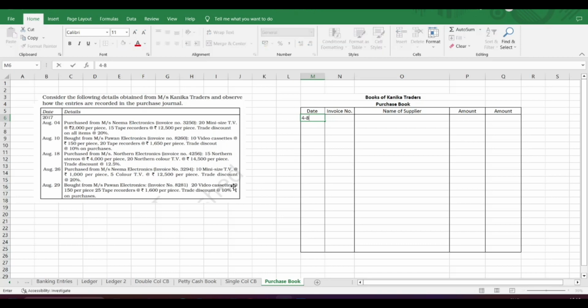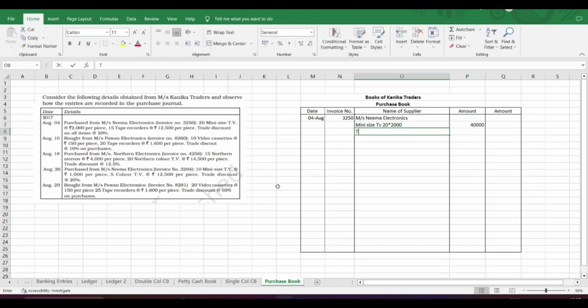So on 4th August, invoice number is 3250. From whom it is purchased? By Nima Electronics. What all is purchased? First is mini size TV. How many? 20 are purchased for 2000 per piece. So here 20 into 2000 rupees, 40,000.